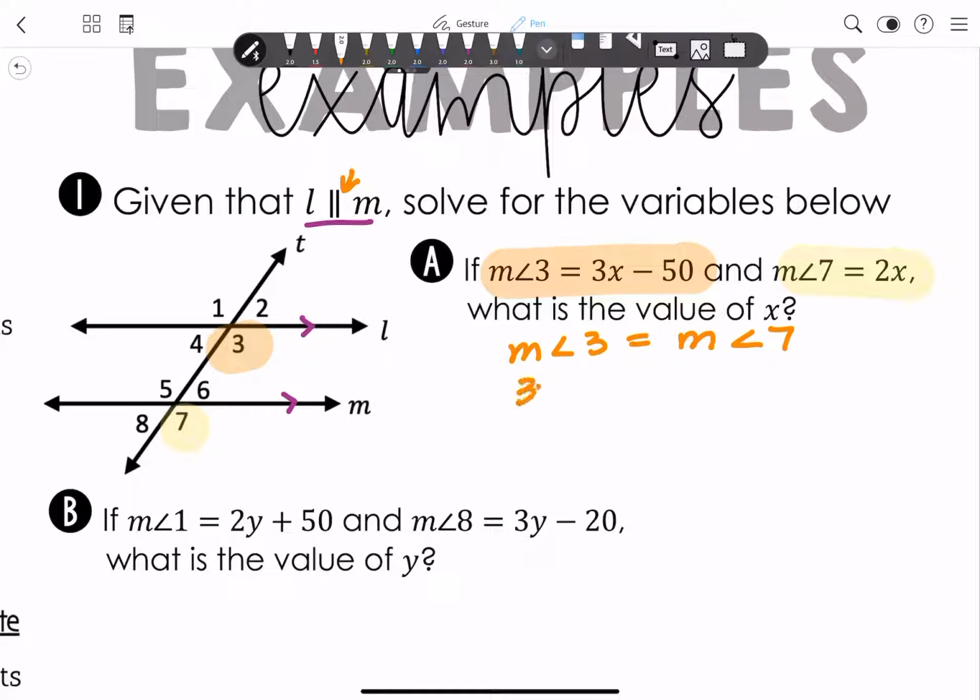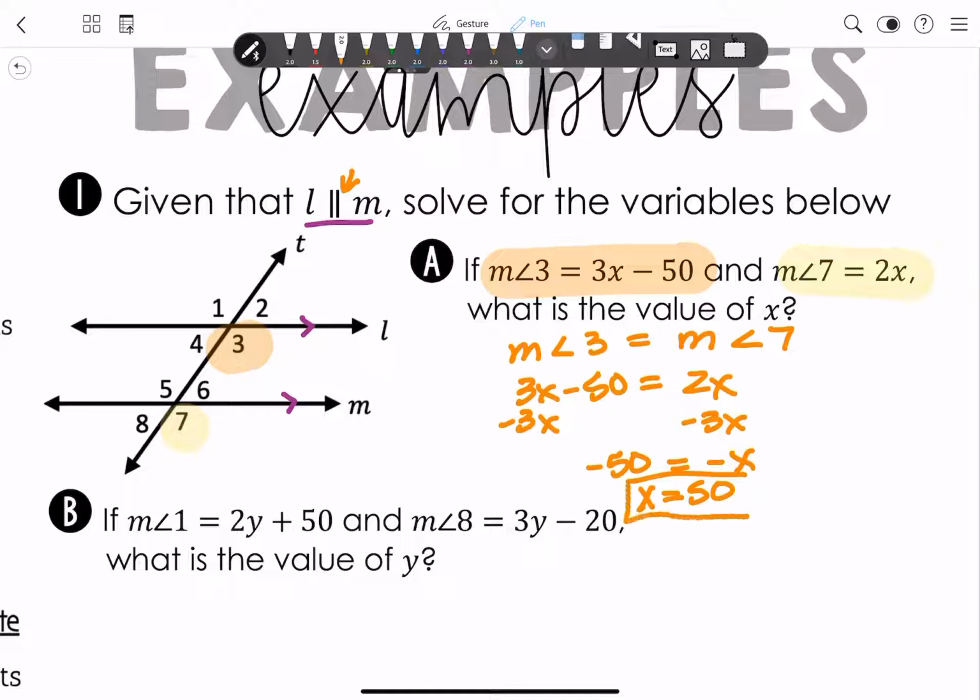And then we're going to solve it: 3x minus 50 equals 2x. And you know what? Typically, I would like to move my lighter x, but in this case, it's going to be easier for me to move the 3x over. So now I have negative 50 is equal to negative x. Well, I'm looking for a positive x. So negative x is equal to negative 50, and I'm looking for a positive x. Then it's going to equal a positive 50.